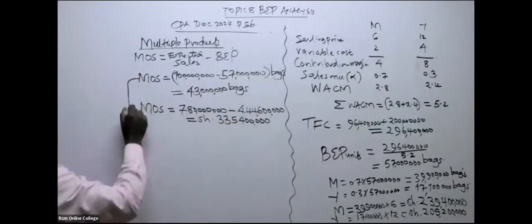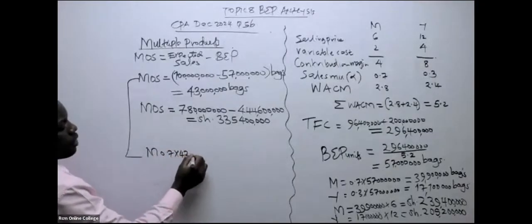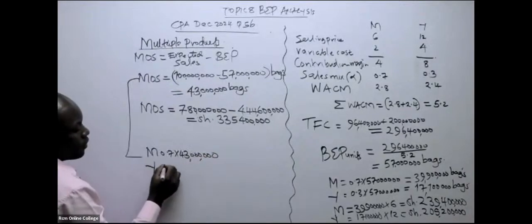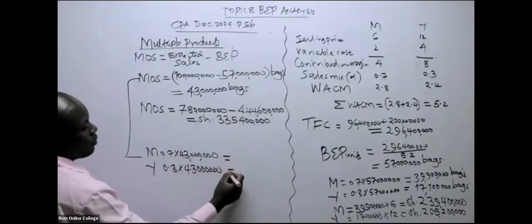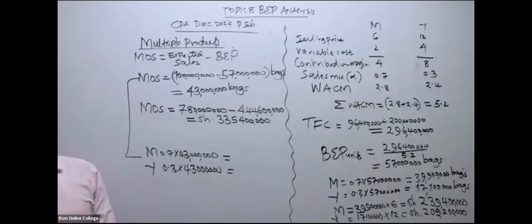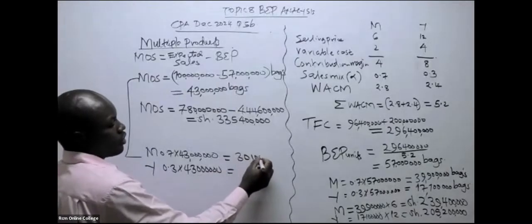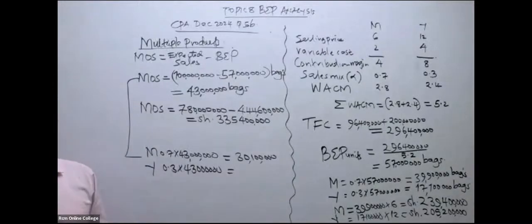For example, if I were to take this for each product, M will be having 0.7 of 43 million. Someone should be having the answer already. Then product Y will be having 0.3 times 43 million. What share will be taken by product M? Margin of safety for M is 30,100,000.